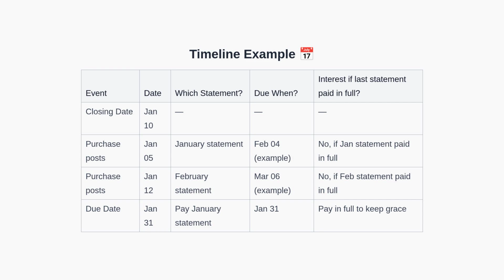Suppose your closing date is January 10th and your due date is January 31st. A purchase that posts January 5th lands on the January statement and is due by February 4th, or a similar date depending on issuer timing. A purchase that posts January 12th lands on the February statement and will be due in early March. If you pay the January statement in full by January 31st, you avoid interest on those January charges and preserve your grace period for new purchases.